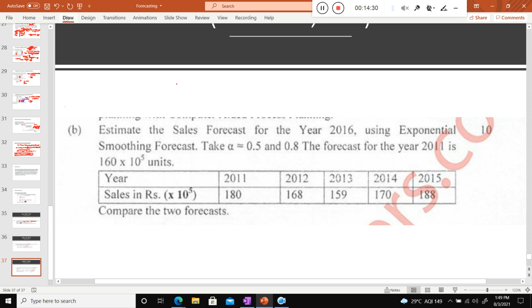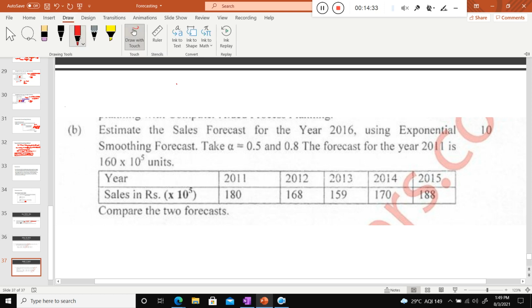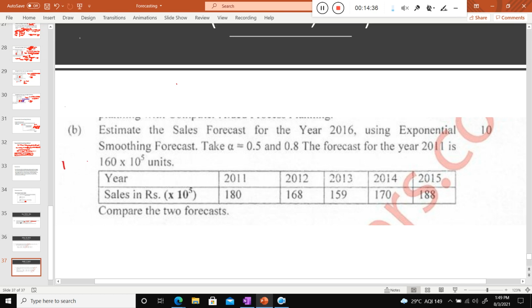So this is the given data, the forecasting of 2011, that is 160 into 10 raised to 5. And there is other given data: the year, and the actual sale, or you can say the actual demand. It is 180 in 2011, 168 in 2012, 159 in 2013, 170 in 2014, and 188 in 2015.